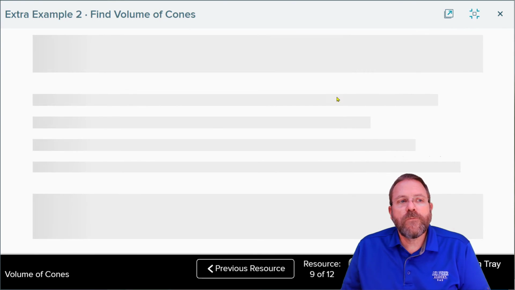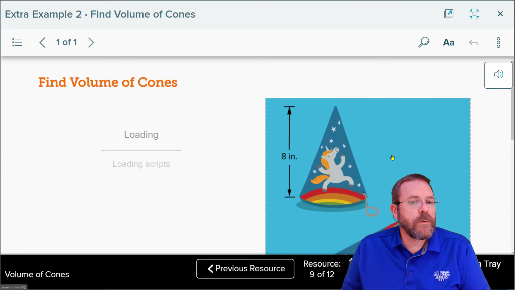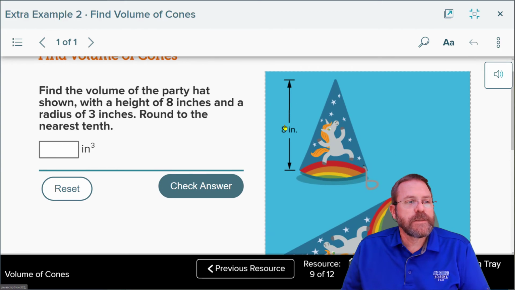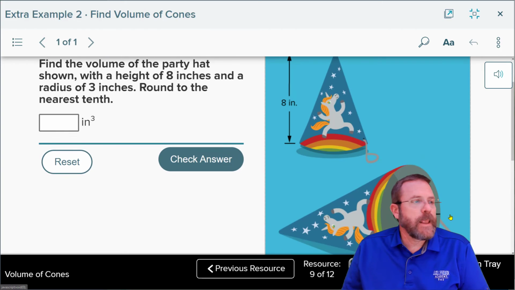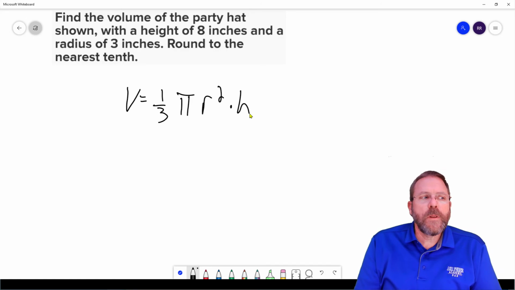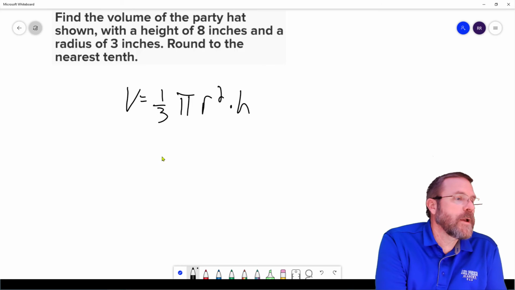Now we're going to reset this one so it'll be ready when my students come to class, and you are going to pause the video and do extra example number 2 where you're dealing with a unicorn cone, just what everybody wants. It has a height of 8 inches, a diameter of 3 inches, and they want to know rounded to the nearest tenth. And I'm going to say probably want to use your calculator button for pi on this.